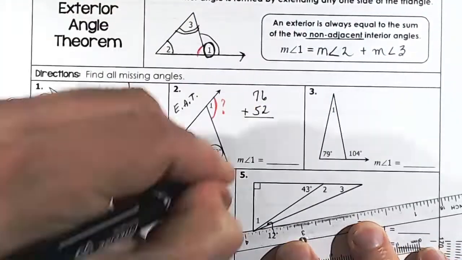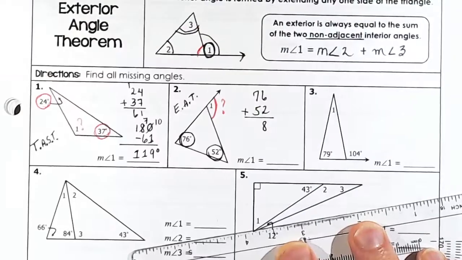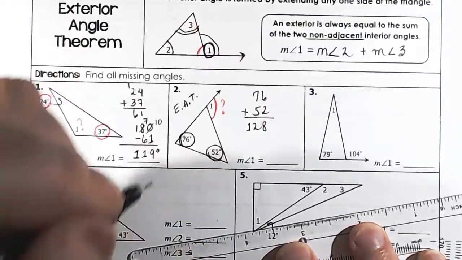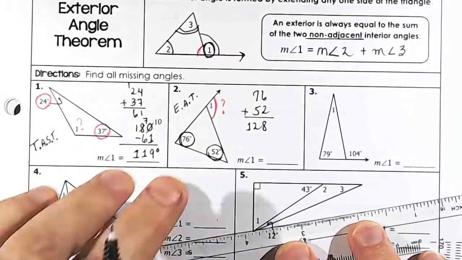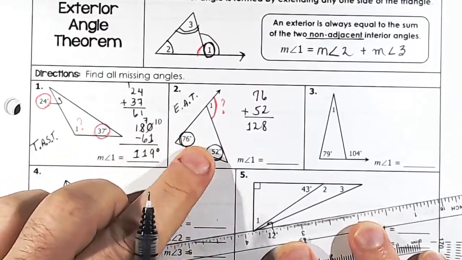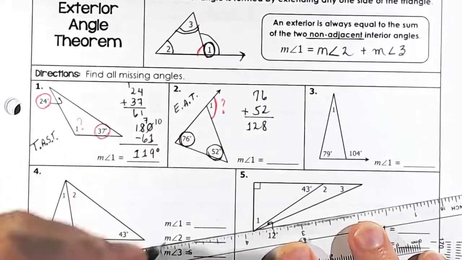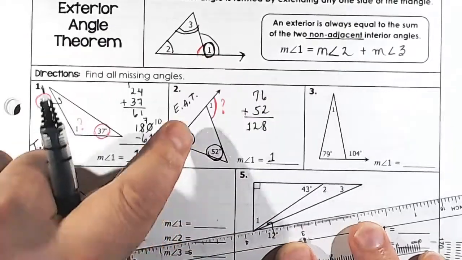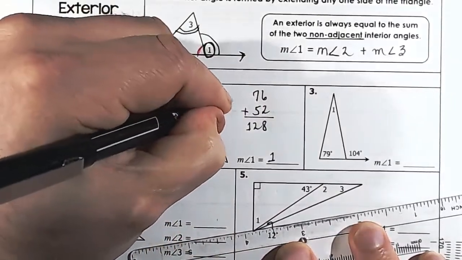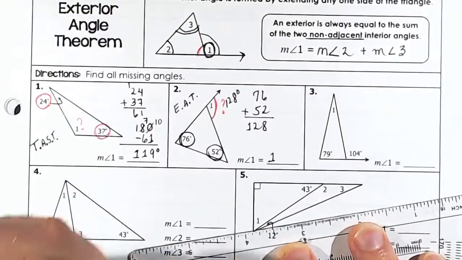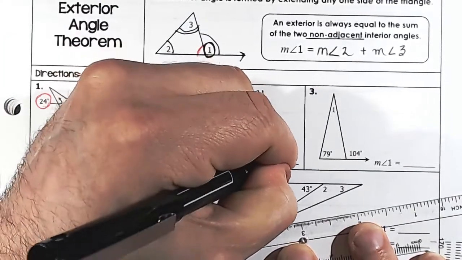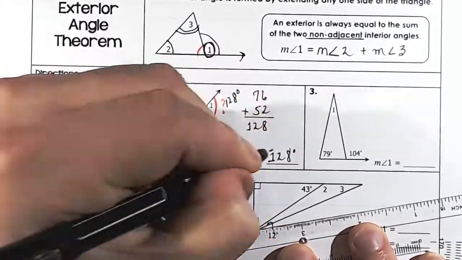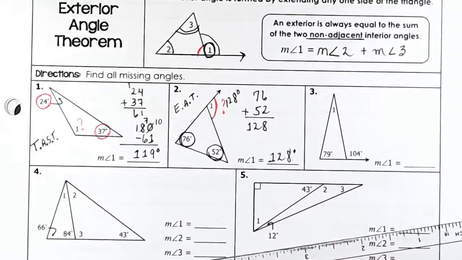Okay, so 6 plus 2 is 8, and 7 plus 5 is 12. So by my math, the sum of those two non-adjacent interior angles is 128 degrees, and that's the measure of angle 1. This is 128 degrees. That is a really cool trick. 128 degrees by the Exterior Angle Theorem.